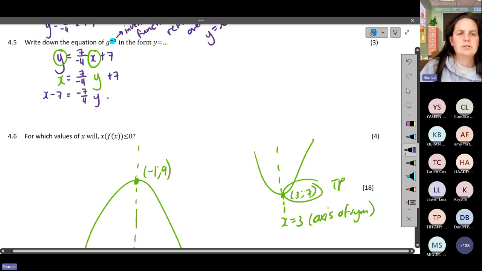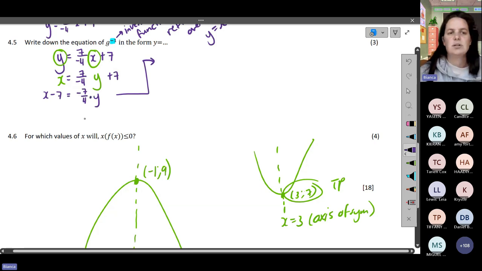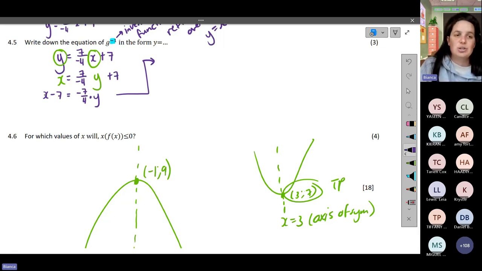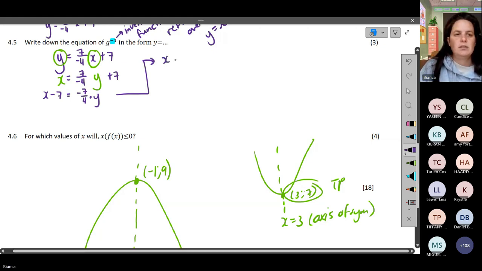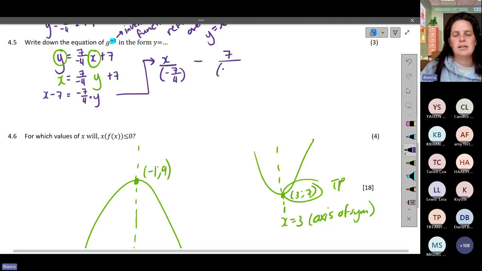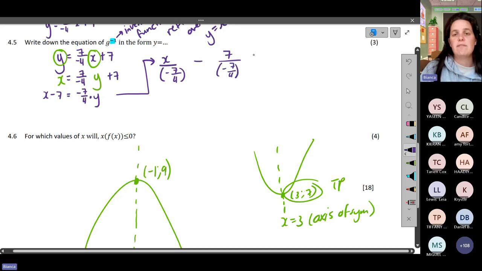Okay, and now a little bit more difficult. Just going to finish it up here. Now you need to make y the subject. This is connected to y by multiplication, so the inverse of multiplication is to divide. But remember, you divide each term. Let's just do it as a fraction: this divided by negative 7 over 4, and then you do it again with the 7, 7 divided by negative 7 over 4. And now you have y as the subject.